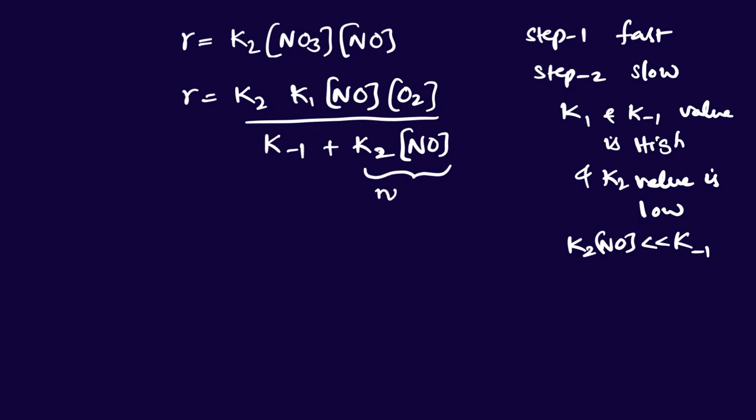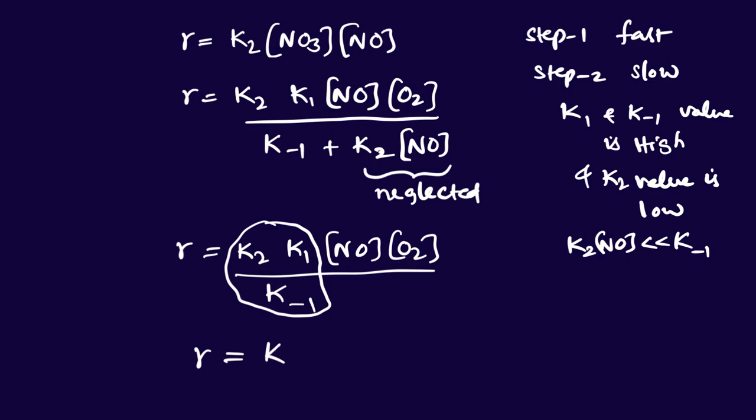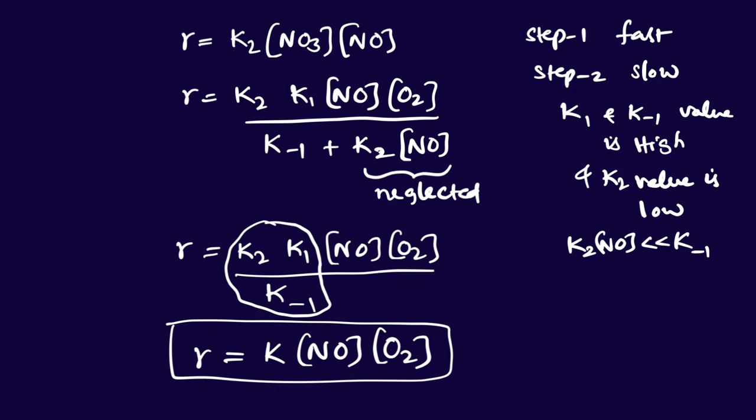After neglecting it, we get R equal to K2 K1 NO concentration O2 concentration divided by K minus 1, with the neglected term removed. Now all of this combined I write as the overall rate constant. R is equal to K overall times NO concentration times O2 concentration. This is the final rate law obtained by using the steady state approximation method.